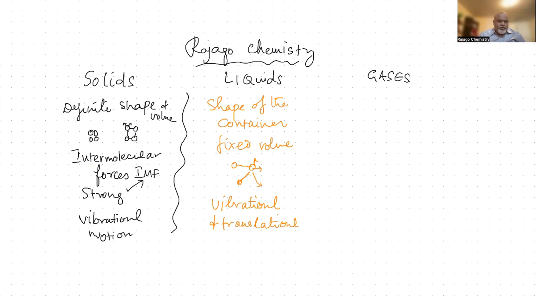Now the next is the gases. The gases are a little more random. This is called entropy. In chemistry, from solid to liquid, liquid to gas, the entropy increases. So how is the entropy increasing? The gas holds the shape and volume of the container, very similar to the liquid, but it is going to fill the entire container.